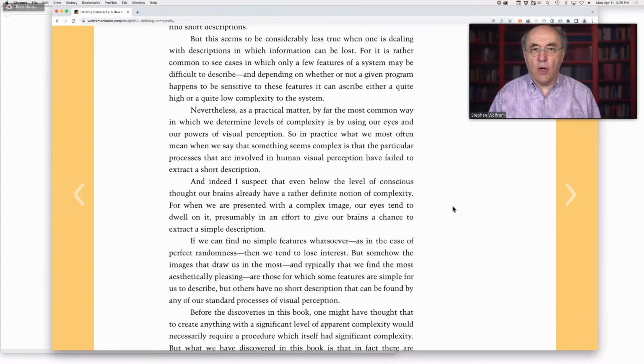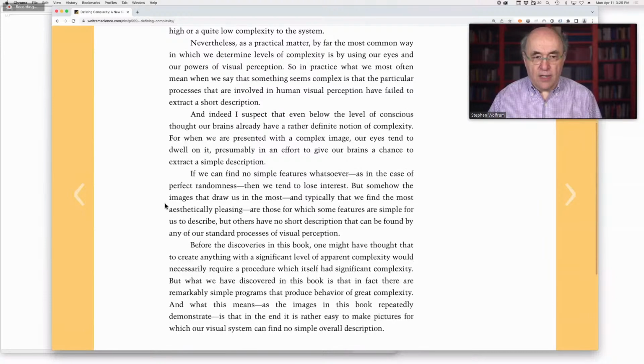So in other words, when we're shown something that seems like it isn't just purely random, that's the summary we're going to give of it. When it seems like there's something going on there that we should be able to find a description of, that's where our brains kind of engage, and that's a signal of complexity. Well, and I say here, when there's perfect randomness, we tend to lose interest. But complexity is the interesting case, so to speak.